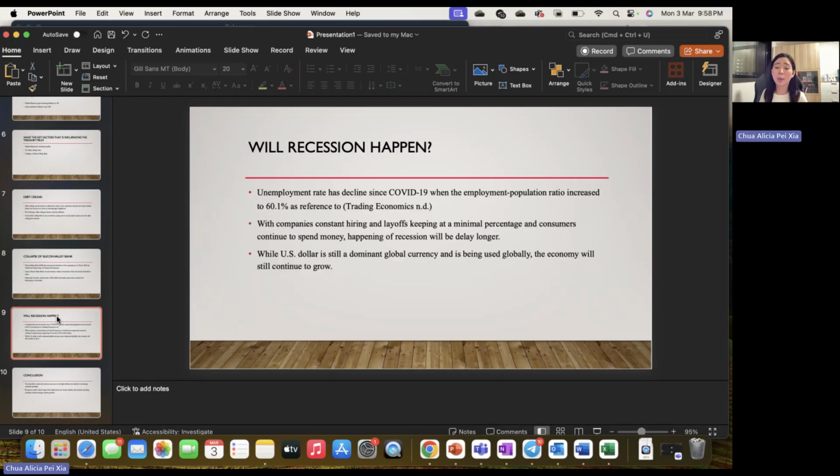So will a recession happen? The unemployment rate has declined since COVID-19, when the employment population ratio increased to 60.1%, in reference to this website. With companies constantly hiring, layoffs kept at a minimum percentage, and consumers continuing to spend money, the happening of a recession could be delayed longer. When more people are employed, they are able to spend money and help the economy grow. While the US dollar is still a dominant global currency and is used globally, the economy will still continue to grow since the US dollar is needed almost everywhere nowadays.